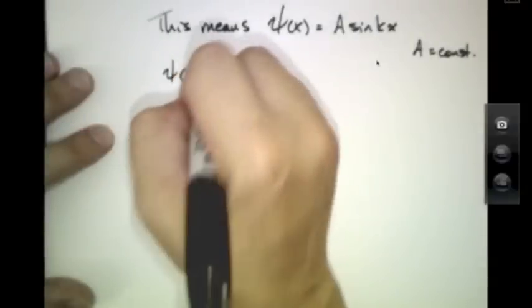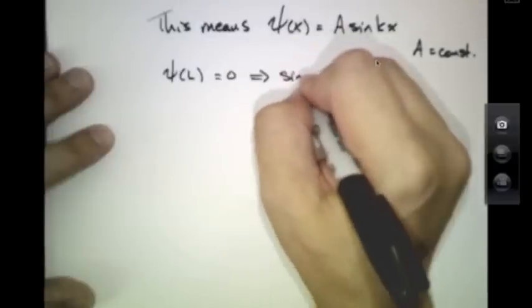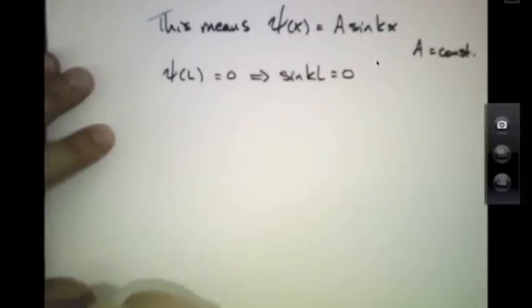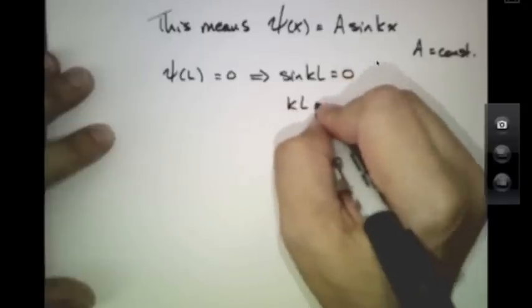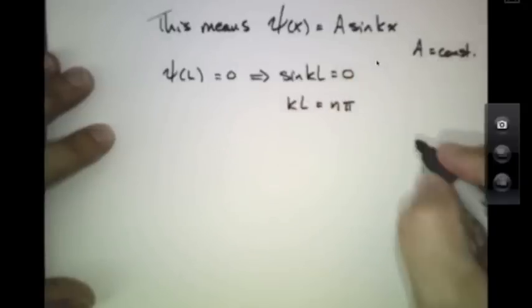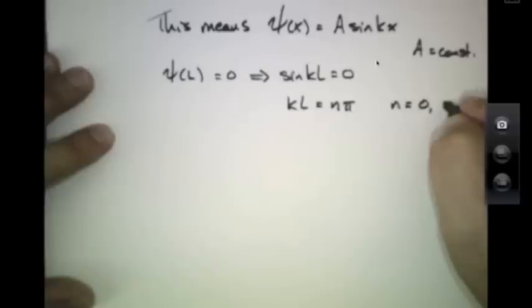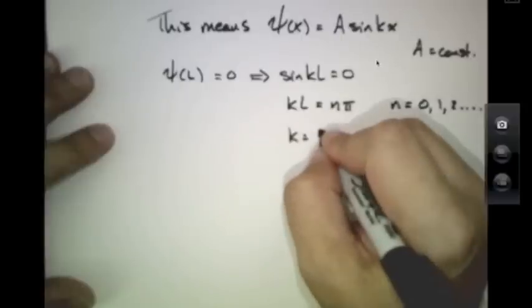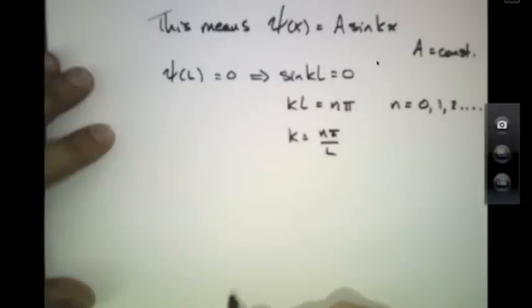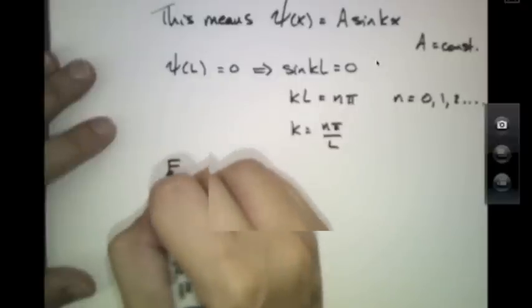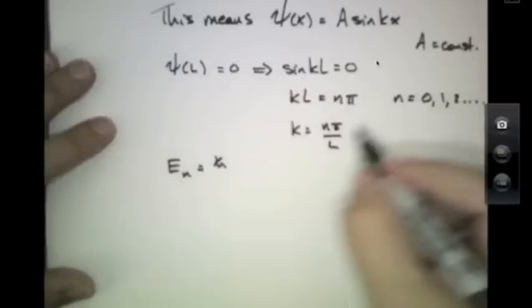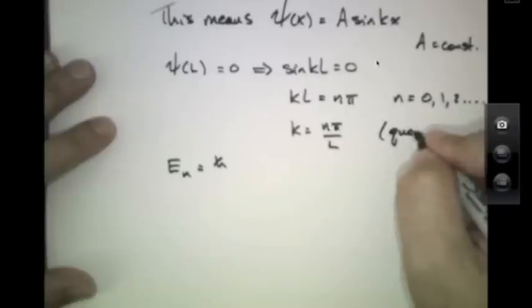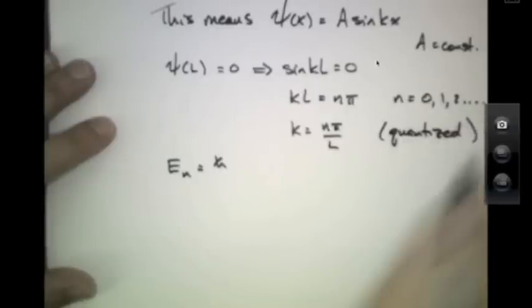We also have to satisfy the boundary condition that psi of L has to equal 0, which means that sine of kL is 0, and that happens as long as kL is a multiple of pi, any multiple in fact, where k is n pi over L. The energies are then restricted. So notice that this means it's quantized. Not any value of k will do.